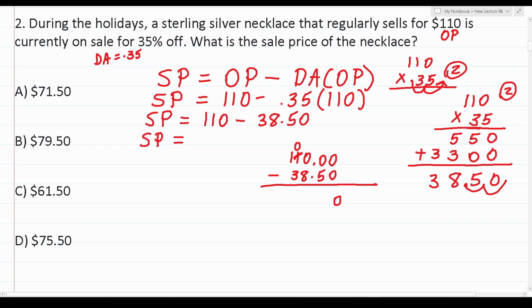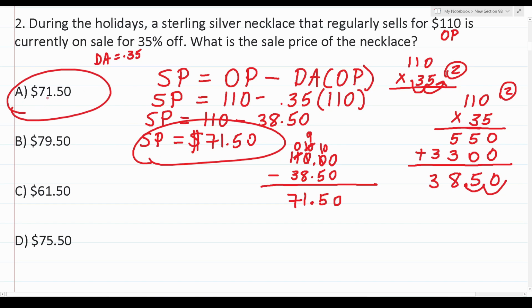This is going to become 0. This will become 10. We'll have to borrow one more time. This will become 9, and this will become 10. 10 minus 5 is 5. Drop down your decimal in place. 9 minus 8 is 1. And then this is 10 minus 3, which is 7. All right, so our sales price is going to be $71.50, which is answer choice A.